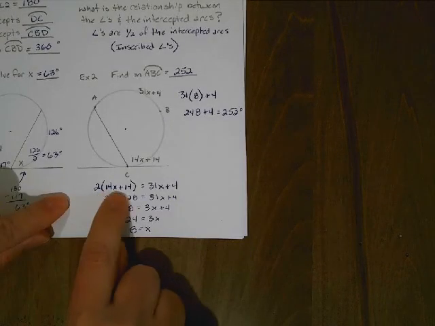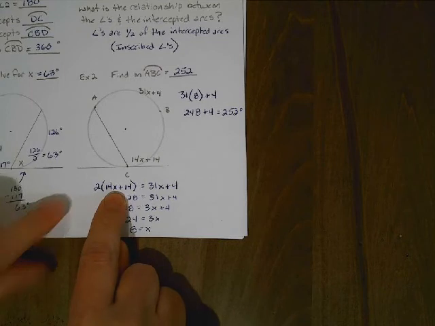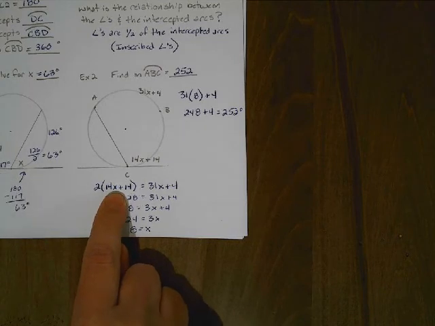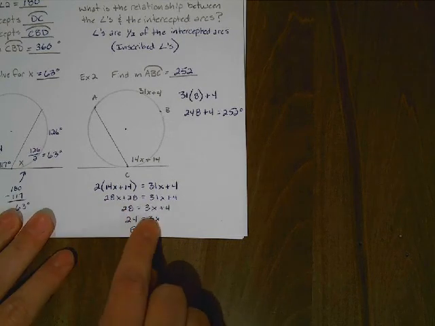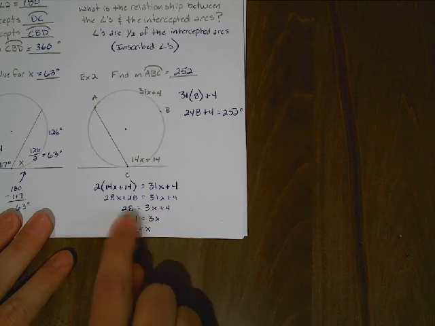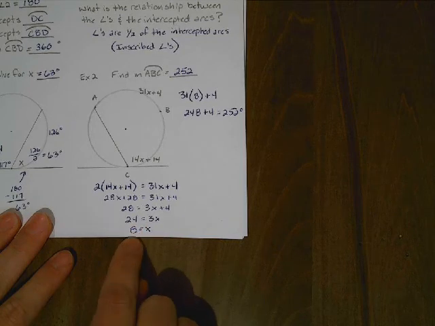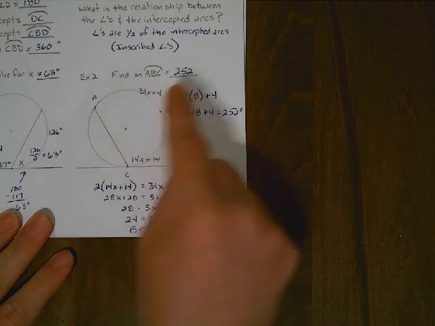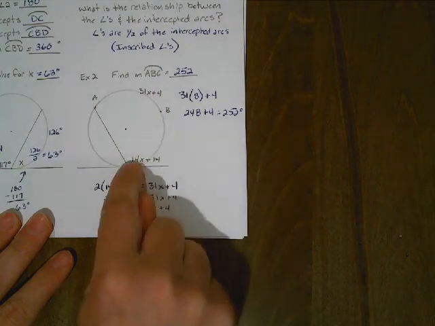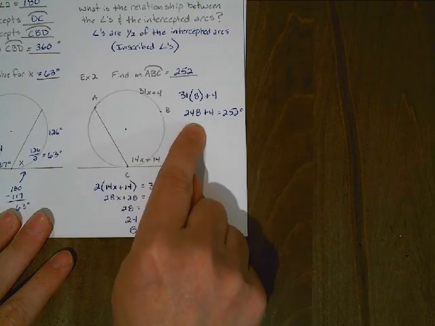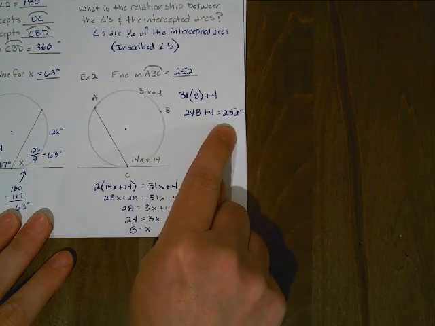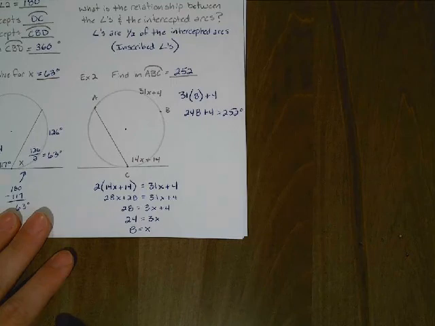So I did 2 times 14x plus 14. You have to double the 14x and the 14. Sorry, not 4, 14. So we double it. I subtracted 28x from both sides and got 3x. Subtracted 4 from both sides and got 24. And then I divided by 3 and got 8. So it says find ABC. ABC is this part out here. So I plug in 8 right there. 31 times 8 is 248. Then plus 4 is 252. And I find my major arc out there.